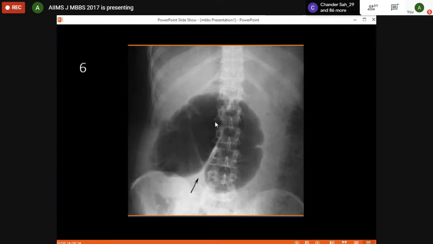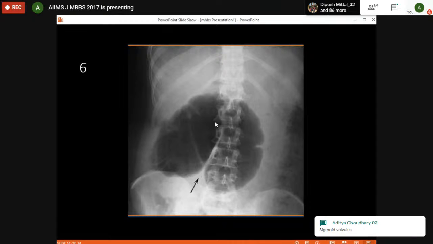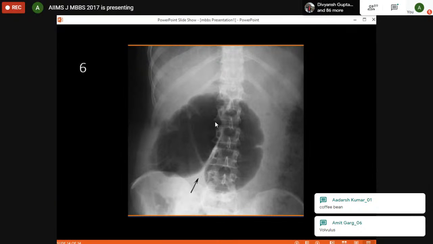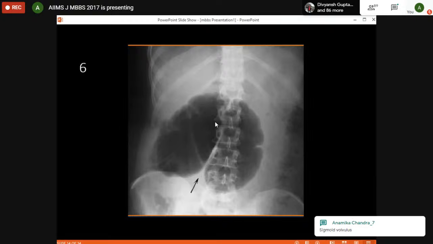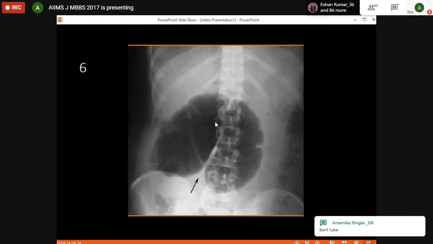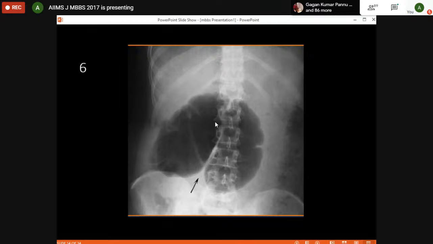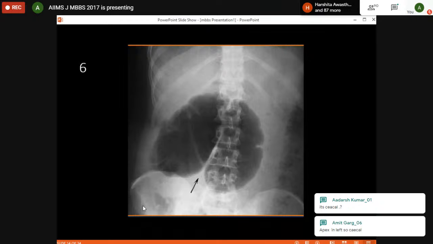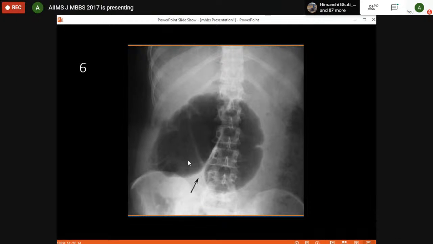Okay, another easy one. Go for it, guys. Sigmoid volvulus, coffee bean. Okay, anyone else? Okay, volvulus is right, but I would not call it sigmoid volvulus. Why? Because if you look carefully, just look at the orientation. Where is the coffee bean arising from? Is it arising from the right side or the left side? It is arising from the right side, right? It is coming from the right side, and it is going up towards the left side. So this is more likely to be cecal volvulus. Yes, right. It is cecal volvulus.